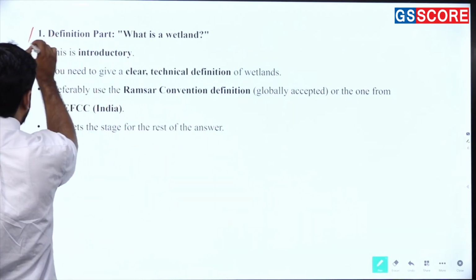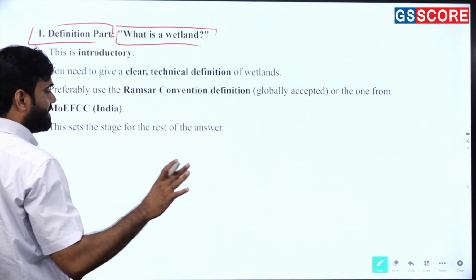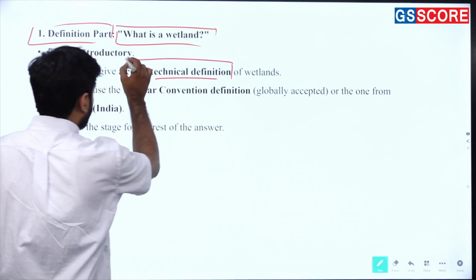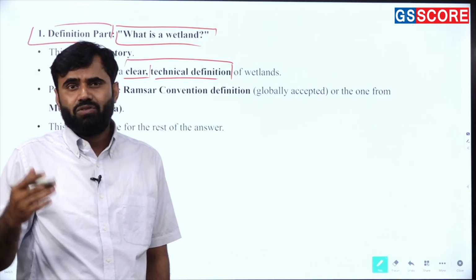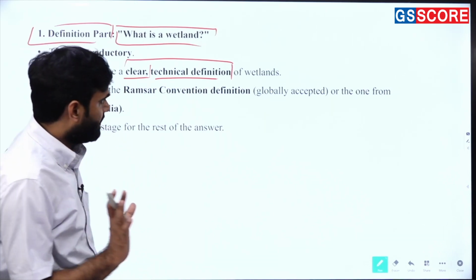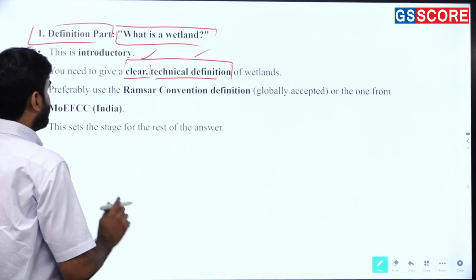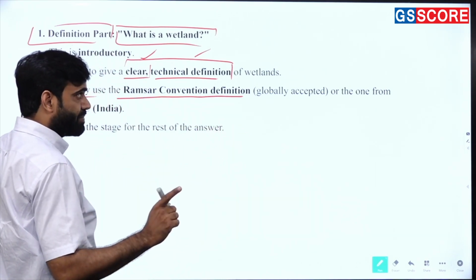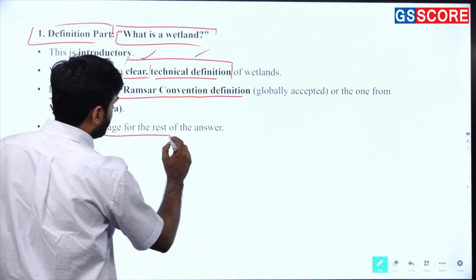Look, the definition part. The first part is talking about what is a wetland. So this is the introductory part, and definitely you need to give a clear, technical definition. Many students, whenever we talk about definitions, write irrelevant things and unnecessary words. So please be careful that you write a clear and technical definition of wetlands. Next, preferably use the Ramsar Convention definition, globally accepted, or one from the Ministry of Environment, Forest and Climate Change. This sets the stage for the rest of the answer.